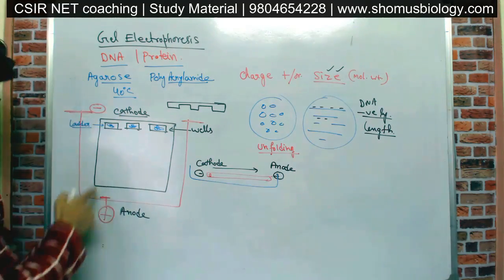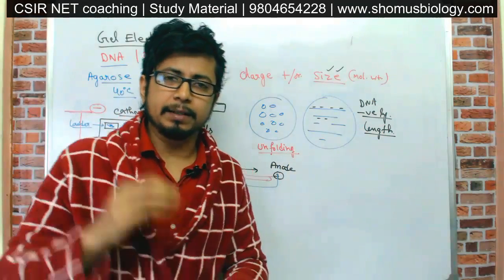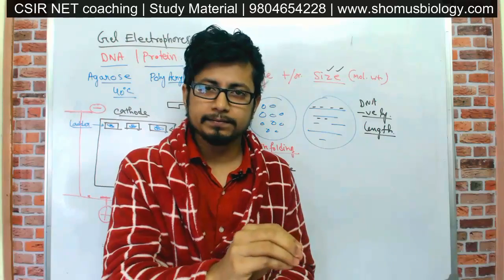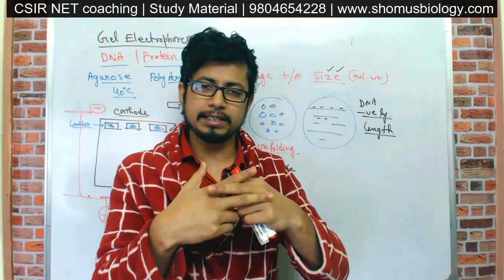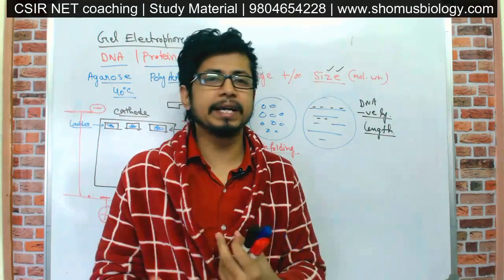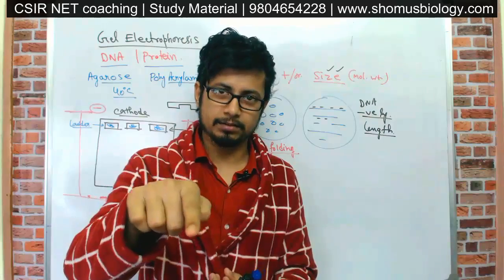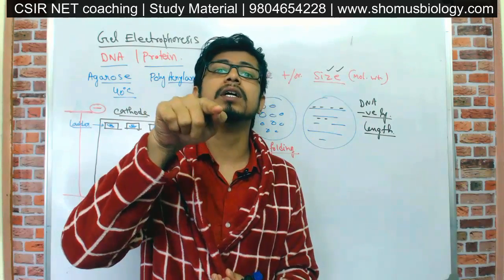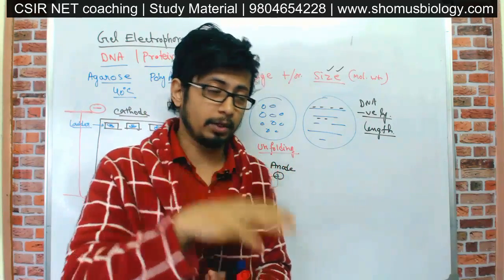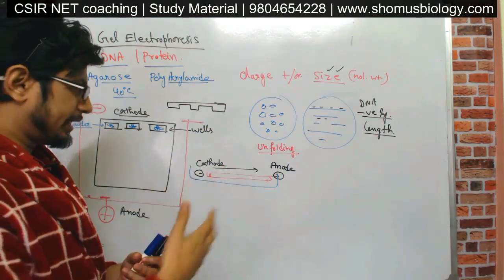So minus, plus. Why? Because, as I told you earlier, the DNA backbone contains phosphate. The phosphodiester bond is there. So phosphates are negatively charged, and DNA as a whole is negatively charged. So the DNA will always migrate towards the plus end, towards the anode, because DNA is negatively charged.